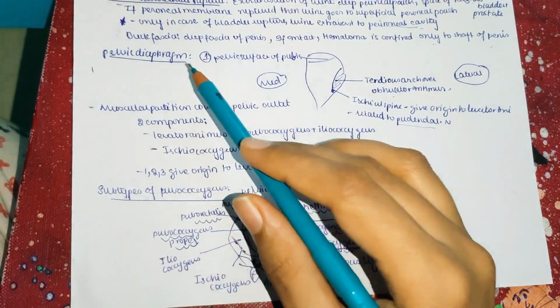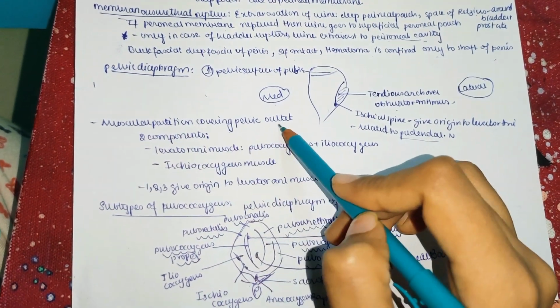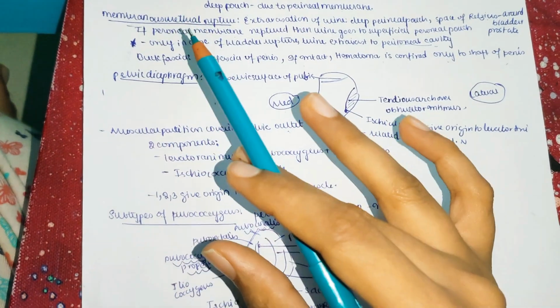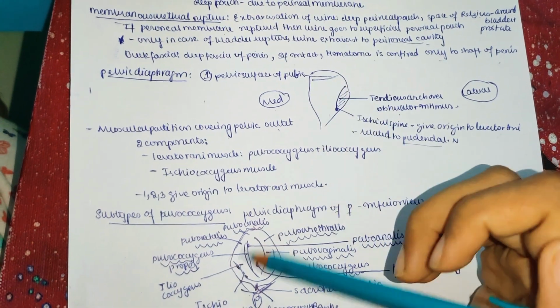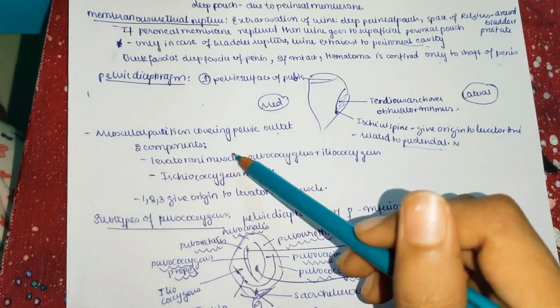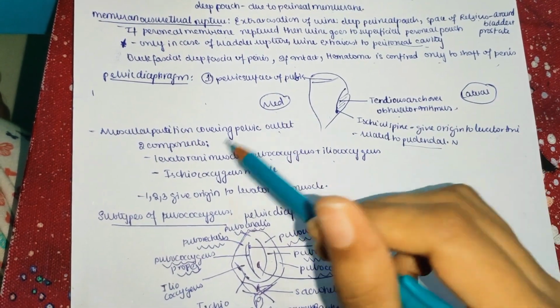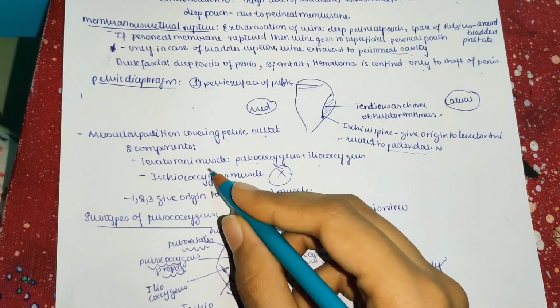So actually what is the pelvic diaphragm? It is a muscular partition covering the pelvic outlet. You should not confuse urogenital diaphragm and pelvic diaphragm. Pelvic diaphragm is a muscular partition which is covering the outlet. Okay, it has two components. What is levator ani? That is nothing but pubococcygeus with iliococcygeus. And there is ischiococcygeus. Remember, ischiococcygeus is not a part of levator ani.